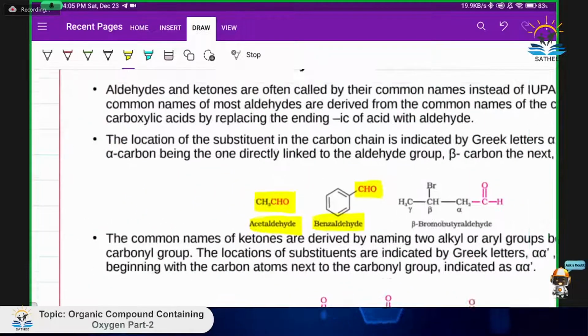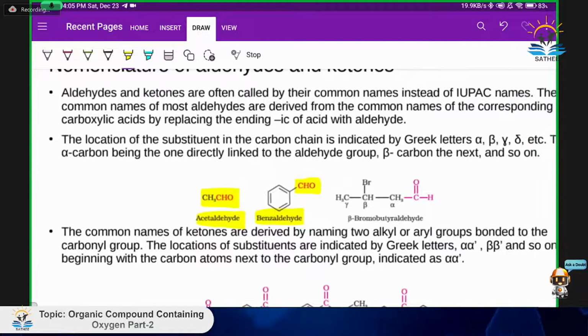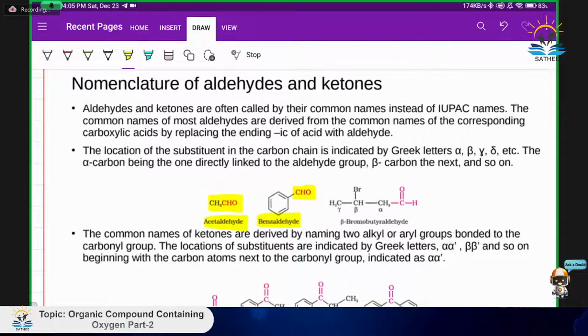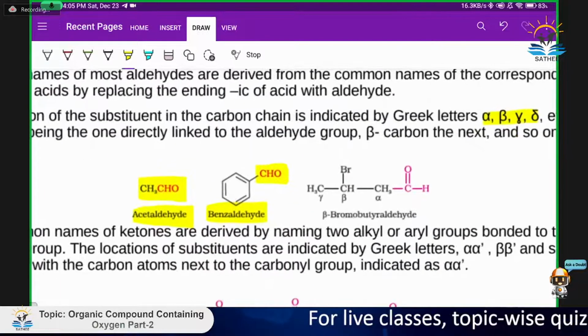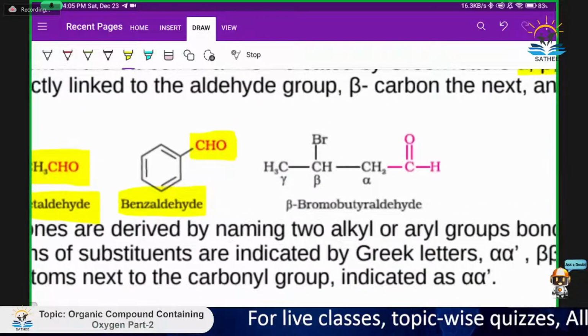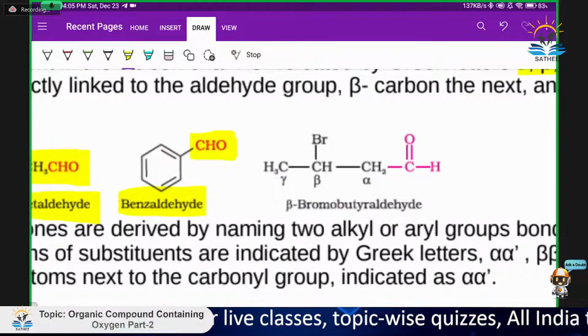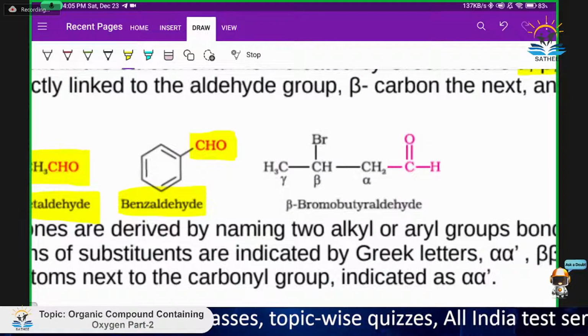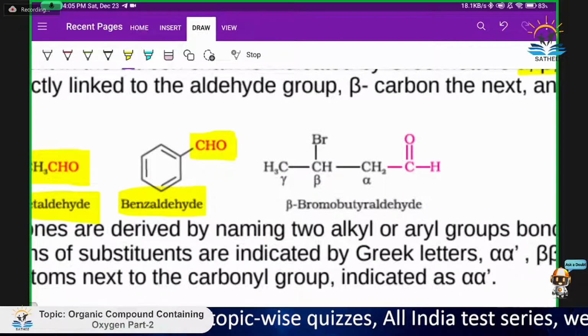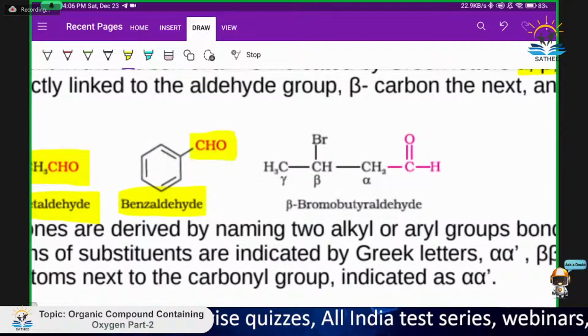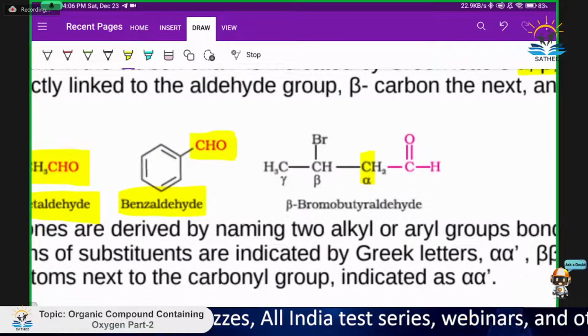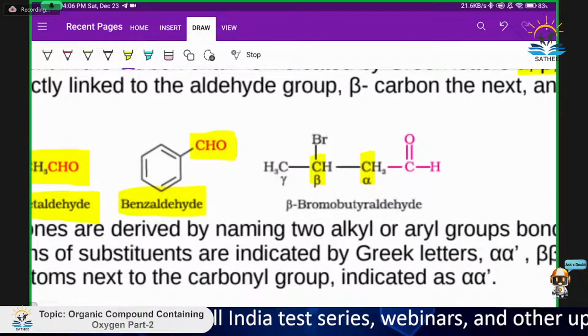The location of the substituent in the carbon chain is indicated by Greek letters alpha, beta, gamma, delta. So this is for common names. The alpha carbon is the one directly linked to the aldehyde group. So in writing the common names, the position of the carbon atom is denoted by the carbon atom directly attached to the carbonyl group. We call it the alpha carbon, and the next carbon will be the beta carbon, and the next one will be the gamma carbon.